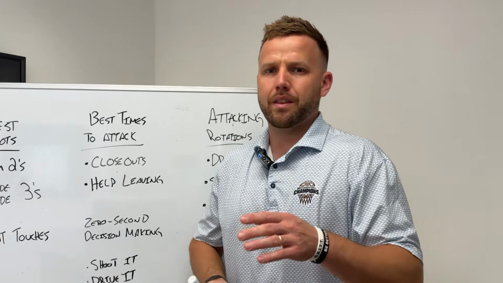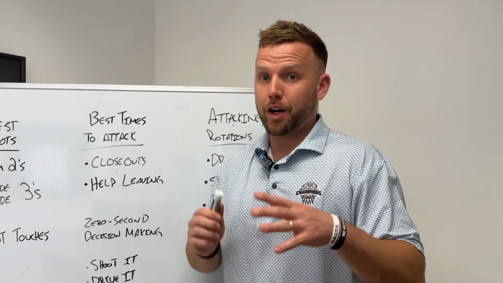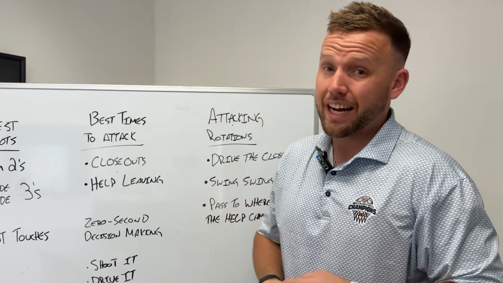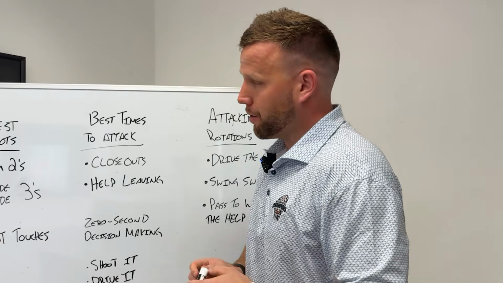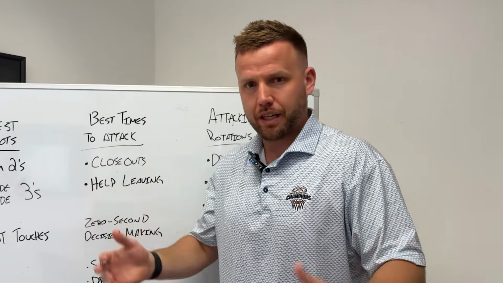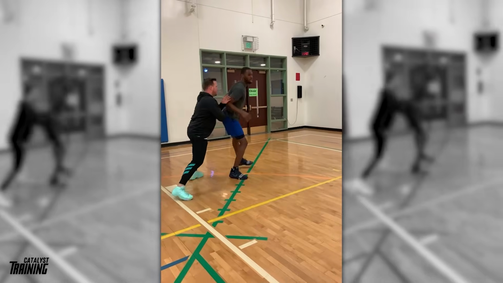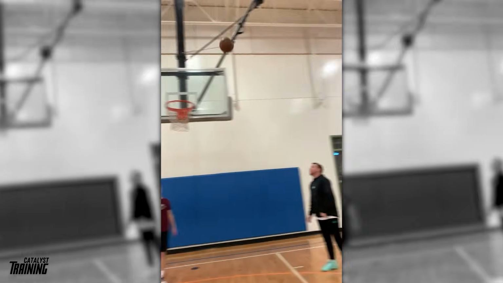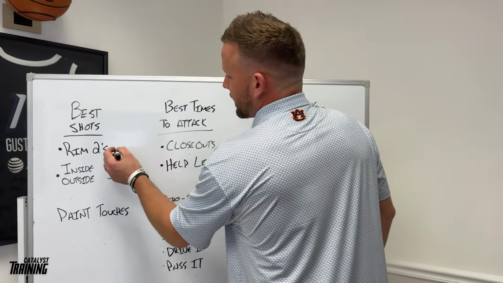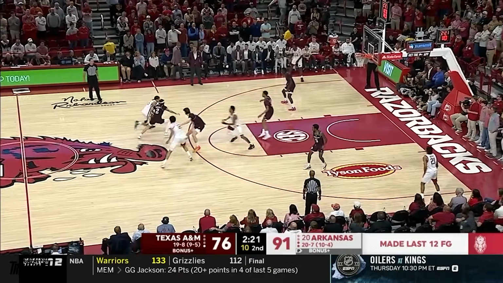So when it comes to playing with advantages, there's a couple things that we want to hone in on first, and that would be shot selection. So the first thing that we're going to do is identify what types of shots we're looking for. So the best shot that we can get is a rim two, shots at the rim.